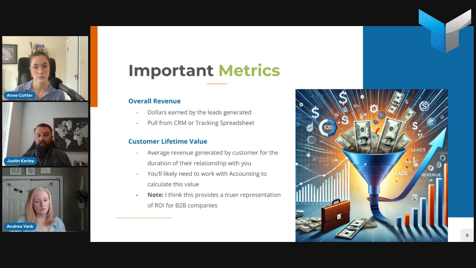So you'll likely need to talk to accounting, apologies, in order to calculate this value. I know in QuickBooks, I'm able to just pull a sales by customer report for all time and be able to say, okay, I've got this many customers, this much revenue in, so therefore I've got my average lifetime value. And again, I think this is just a truer representation of ROI for B2B companies in particular.